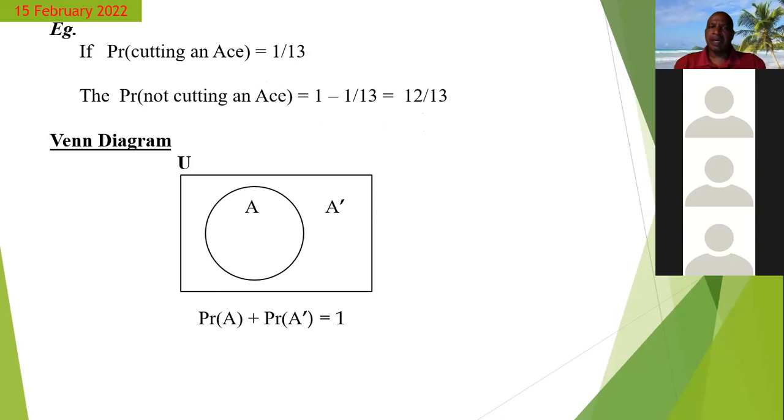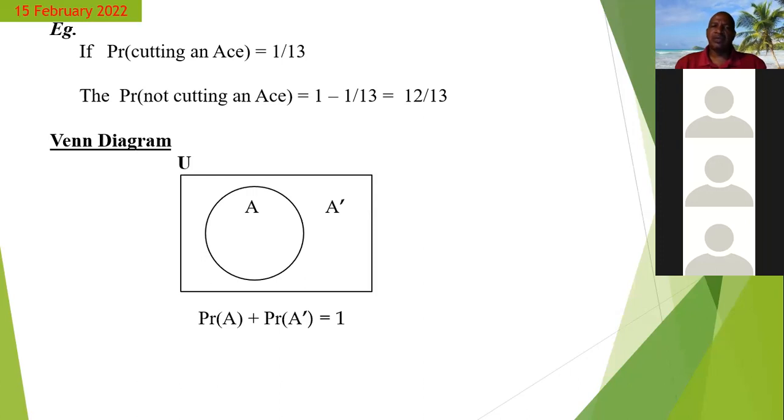so we were looking at the sum of the probability of an event happening with it not happening. And we say the sum of the probability of something happening and not happening is equal to 1. So the probability of cutting an ace is 1 over 13. The probability of not getting an ace, we would now have to use the equation that I mentioned.